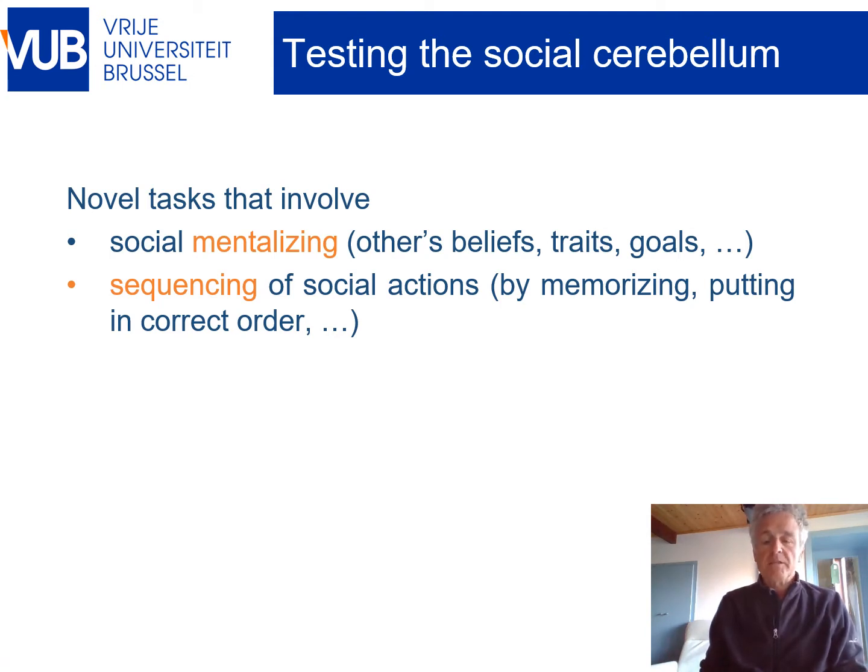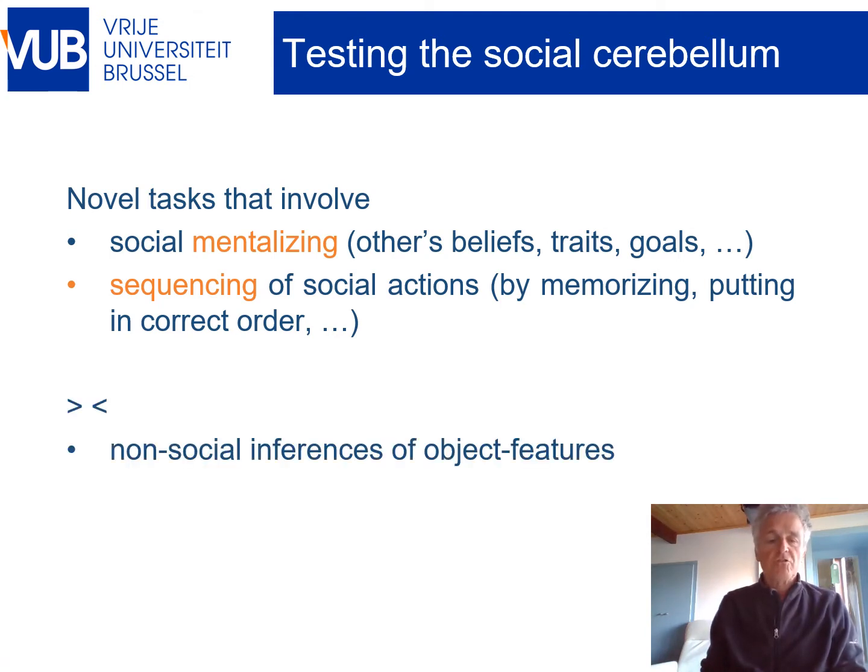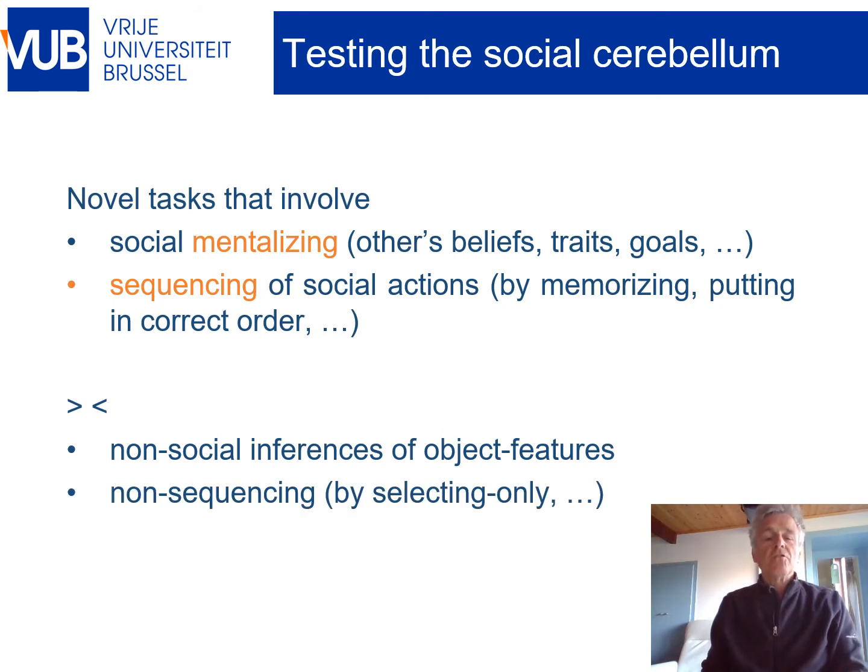And we will compare these tasks with a number of control conditions, such as non-social inferences about objects and how they behave. For example, when they are light, they are floating in the air. When they're heavy, they are not doing this, and so on. And non-sequencing conditions, for example, where participants only have to select a number of actions without memorizing the correct order in which they appeared.